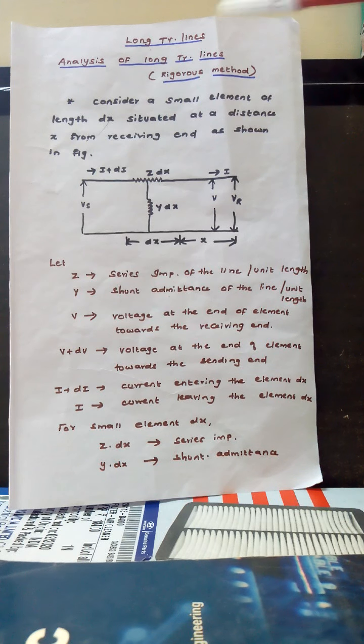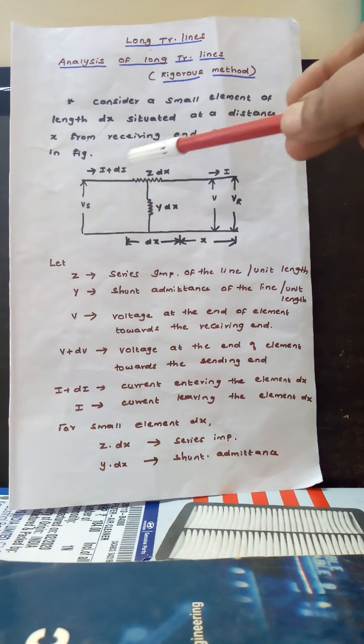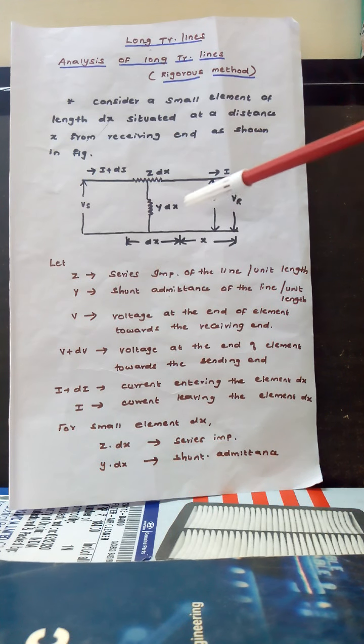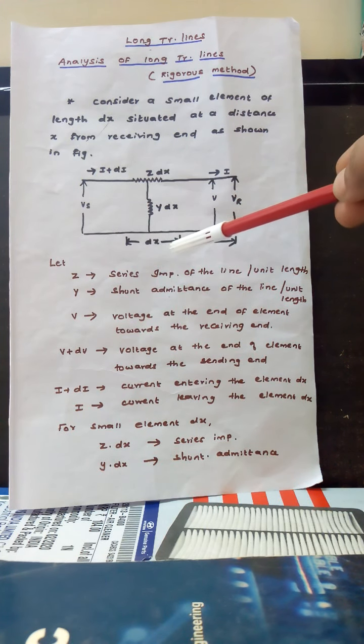Why? Because if the same assumption is made for the analysis of a long transmission line, it is seen that serious errors occur in its performance parameters. So for better accuracy, the line constants are uniformly distributed throughout the length of the line. So here we are going for this rigorous method, that is, a mathematical treatment is to be made for obtaining the solution.